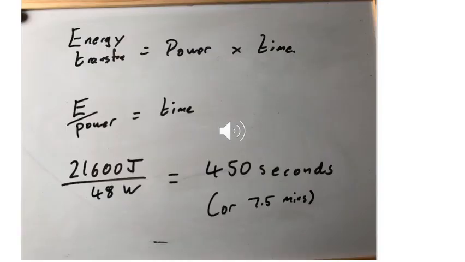Okay, final part of this one is to figure out how long the immersion heater was on for. Well, we're told that 21,600 joules was transferred, and we know that it's going at a rate of 48 watts. So to find out the time, just divide 21,600 joules by 48 watts, and it gets you 450 seconds, or 7.5 minutes. Either one, seconds is grand.